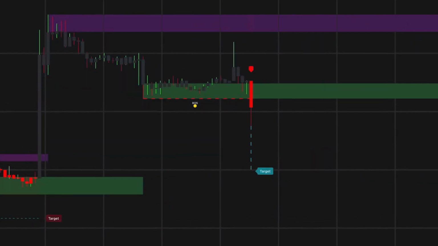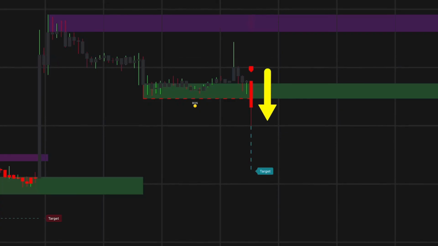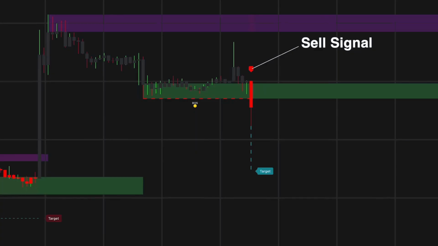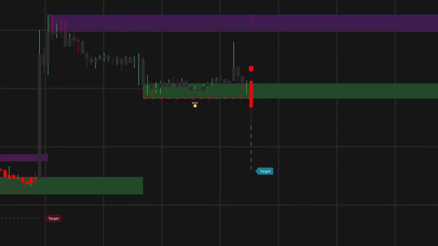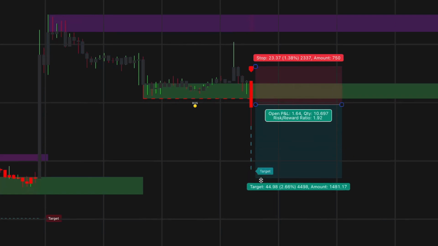To sell the security with this strategy, you first need to wait for the price to break below 4-hour support. Once this happens, look for an immediate sell signal. Place the stop loss above the support level. Target 2 times the risk.